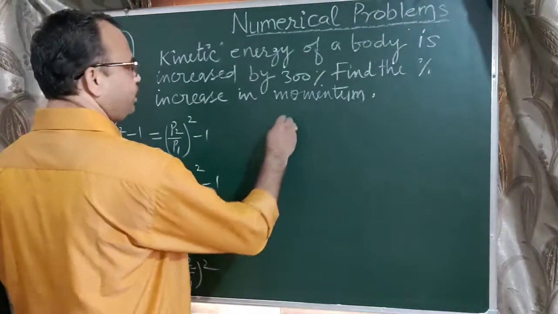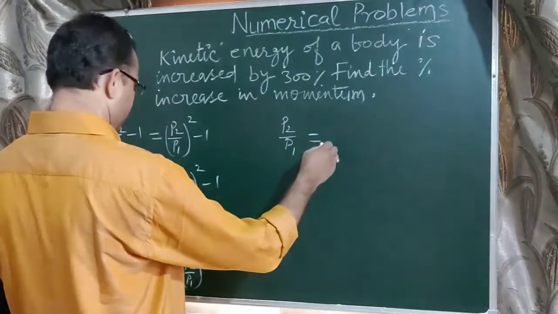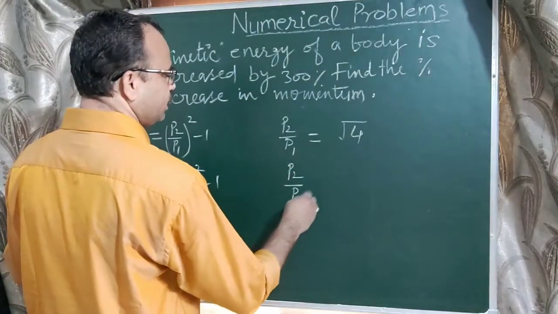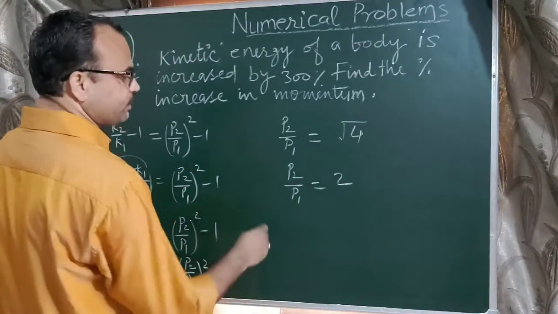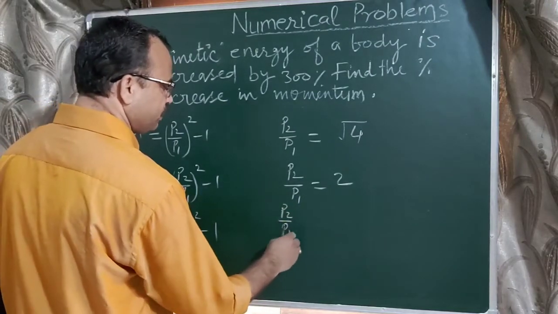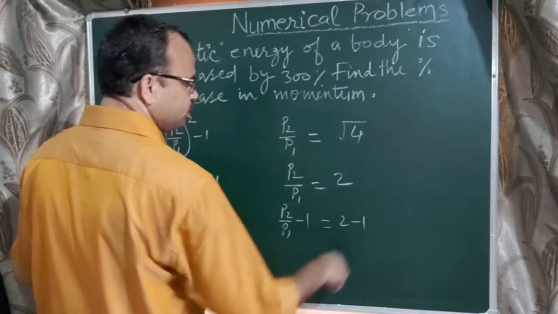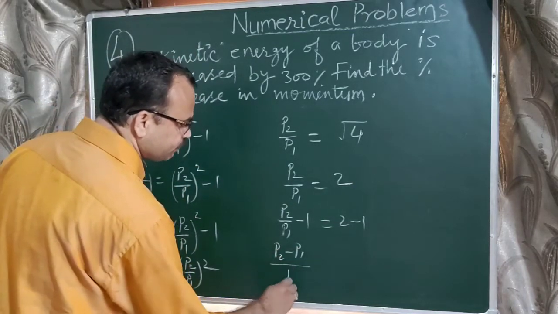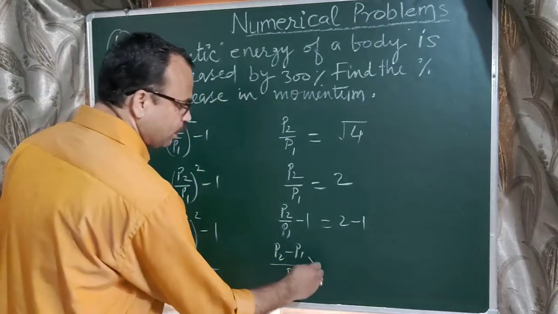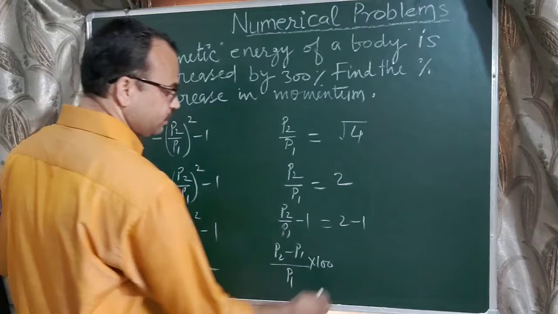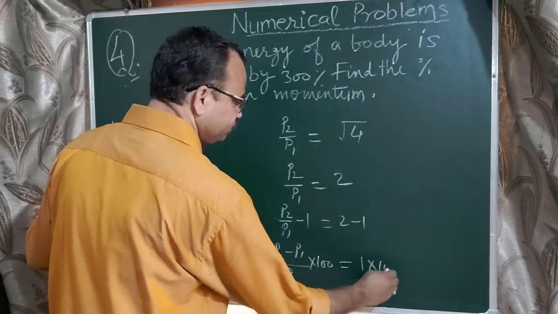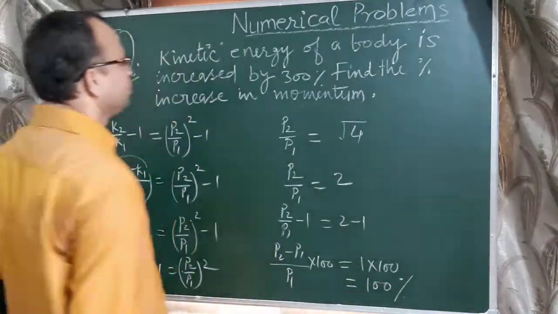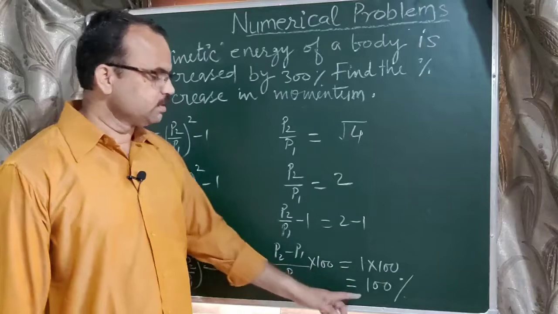Okay. p2 upon p1 is equal to under root 4. So p2 upon p1 is equal to 2. Now again make the percentage formula. So p2 upon p1 minus 1, means subtracting 1 from both sides, because p2 minus p1 means change in momentum of p1 initial momentum, right? Now multiplied by 100 for making the percentage sign. So 1 into 100. So change in momentum will be 100%. Okay. So momentum will increase by 100%.